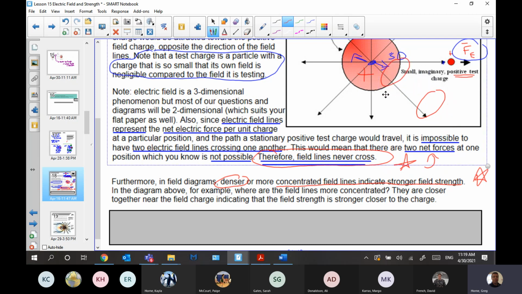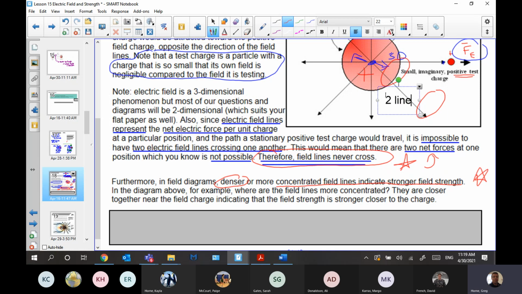So this one has two lines. Out here only has one line. And so you can tell the field strength is tapering off. It's reducing as we go farther away. This one's only one line, so it's weaker. Denser and weaker, anyways, all good words, sort of, right? But it gets the point across.